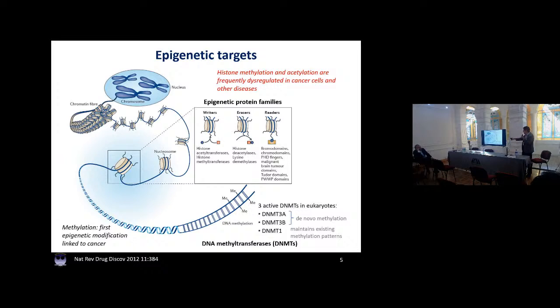We will see that there are other diseases coming up. And as we will see also in the next slides, the process is mediated by a family of enzymes called DNA methyltransferases, or DNMTs.